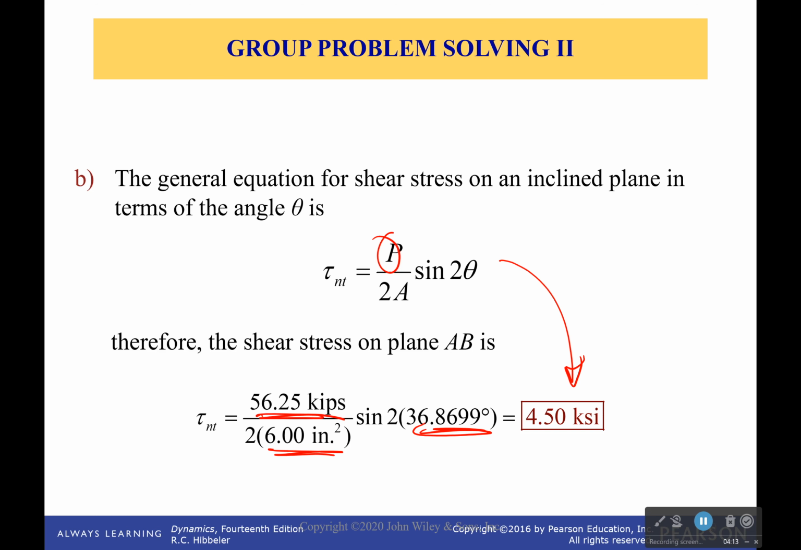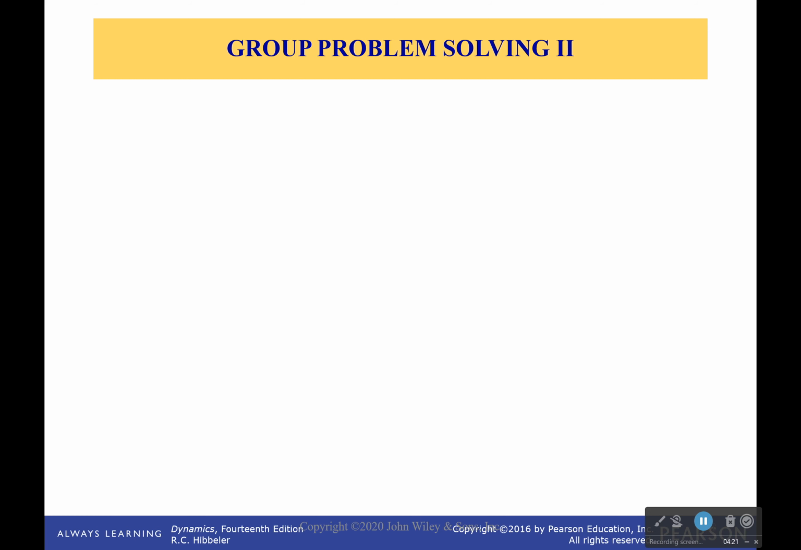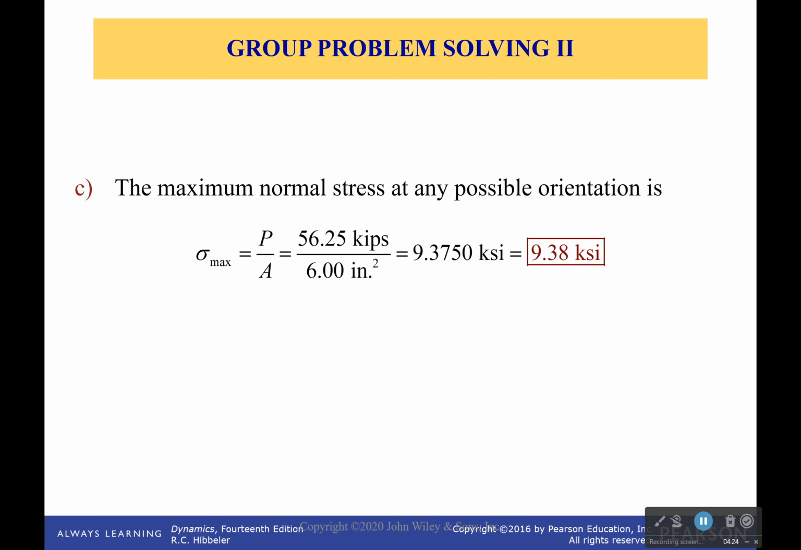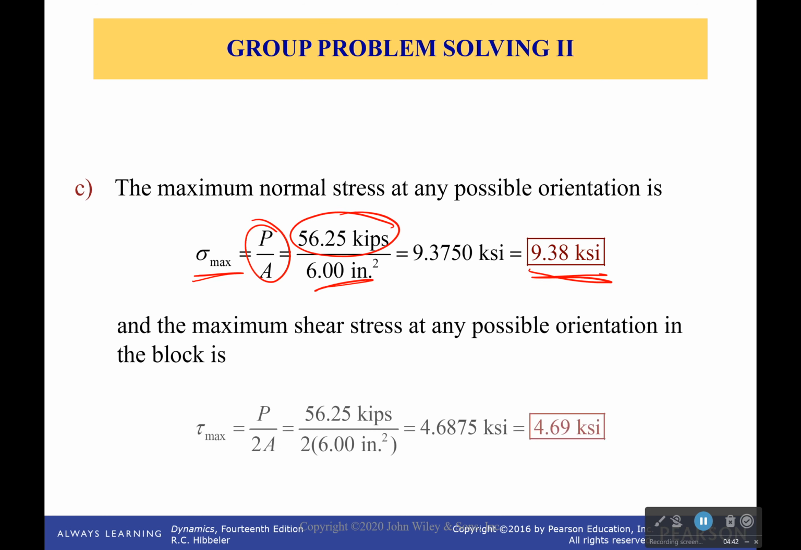Now it says, okay, what is the max normal stress and shear stress for any given configuration? And we have a nice equation for that. First off, sigma max is always just our regular normal stress equation. We plug in the 56.25 kips and the area of 6 square inches, and we get that it would be 9.38 kilopounds per square inch. And then we also know that tau max is just going to be simply half of that. So we divide this by 2 and we get 4.69 kilopounds per square inch.